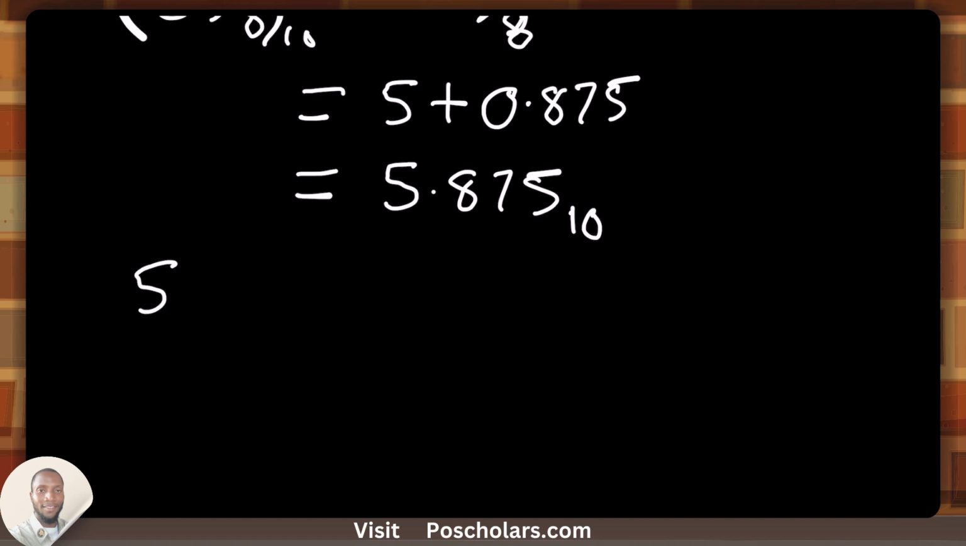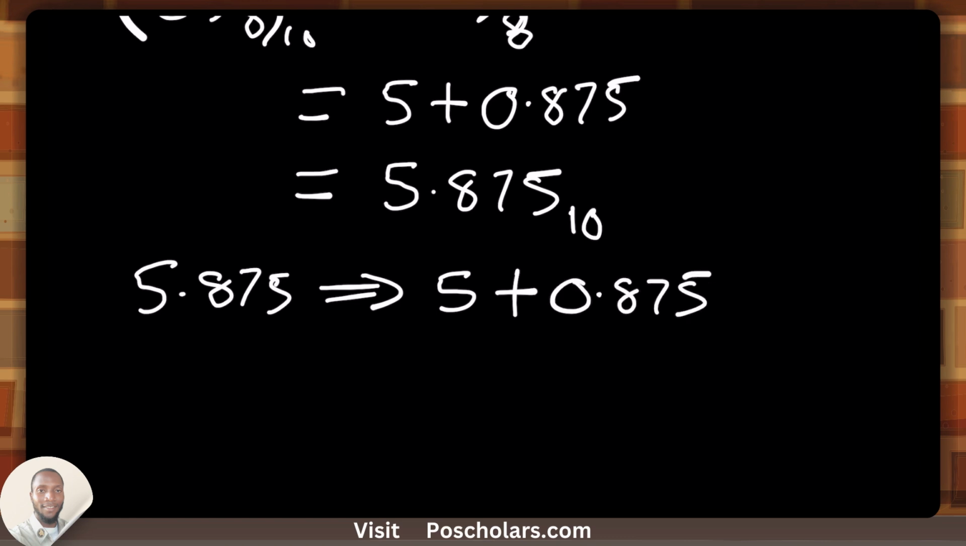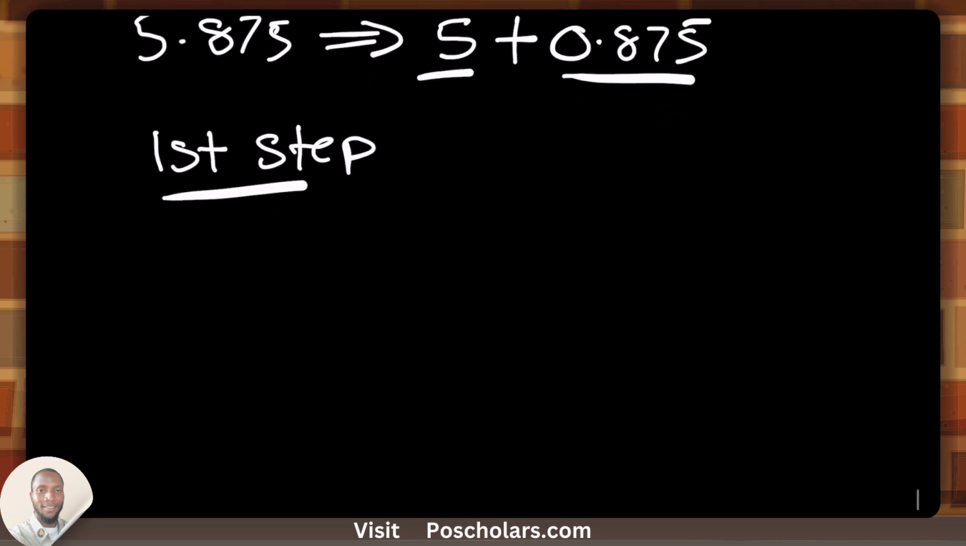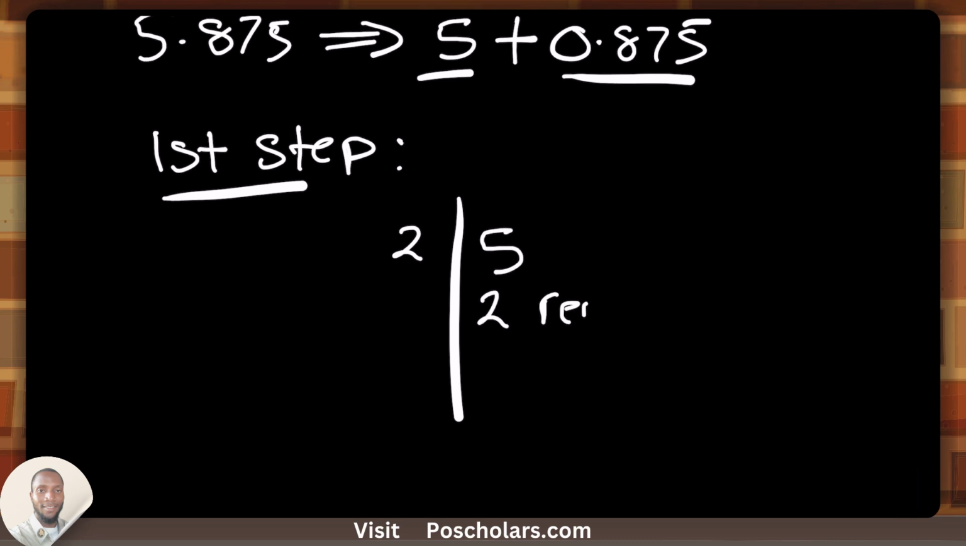So 5.875 is still the same thing as 5 plus what? The decimal part 0.875. So the first step, we convert 5 base 10 to base 2, and we convert 0.875 base 10 to base 2. So the first step now, to convert 5 to base 2, simply divide it by 2. So how many 2 can you find in 5? You have 2 remainder 1.